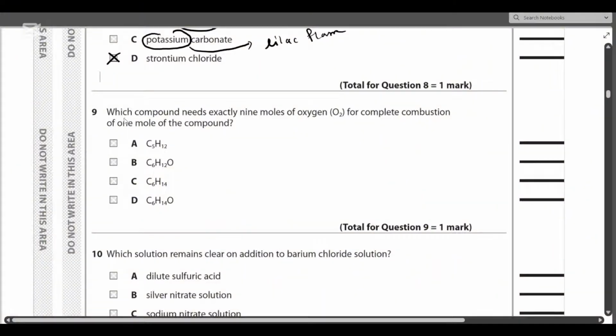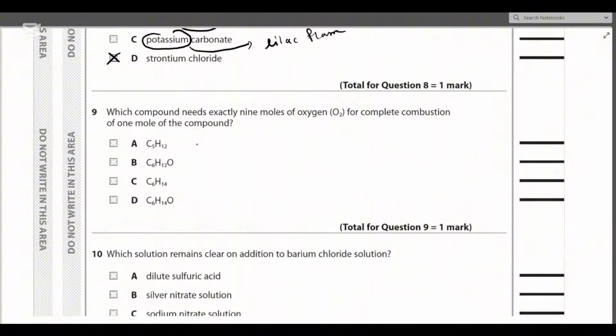Moving on, you have number 9. Which compound needs exactly 9 moles of oxygen for complete combustion of 1 mole of the compound? For this, we can easily just write the reactions. First of all, for pentane, C5H12, it's C5H12 plus 8O2 giving 5CO2 plus 6H2O. If you balance it out, you can see there are 8 moles of oxygen, so that's not the correct answer, because we require 9 moles.